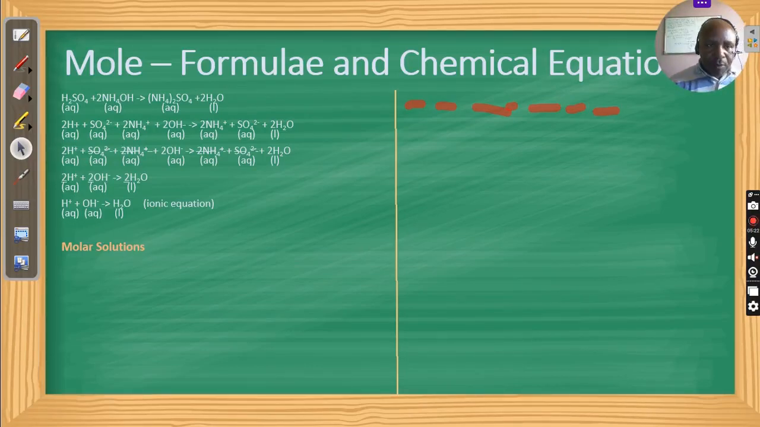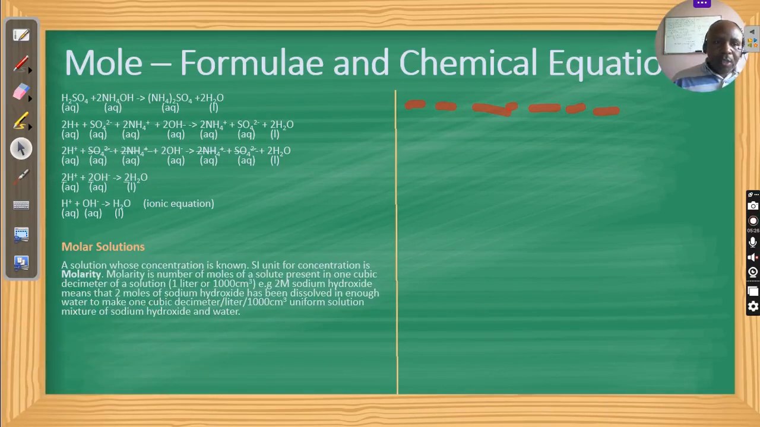Let us go to the other subtopic, which is molar solutions. Molar solutions are solutions whose concentration is known. The SI unit for concentration is molarity. So once you are asked about the concentration of a solution, you are being asked about the molarity of that solution. And molarity is normally the number of moles of a solute present in 1 cubic decimeter, or 1 liter, 1000 cubic centimeters of that particular solution.